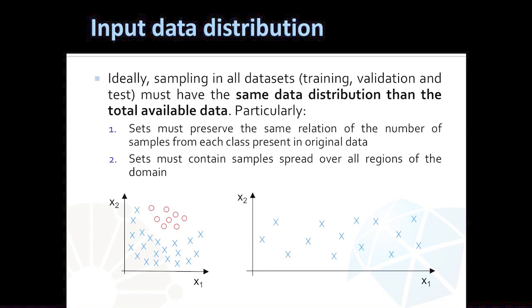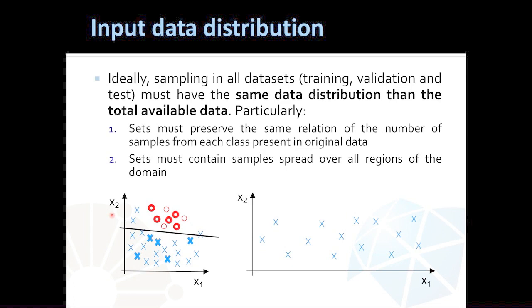There is an important remark regarding the data distribution in the training sets. Ideally, sampling in all datasets, training, validation, and test, must have the same data distribution as the total available data. Particularly, 1. Sets must preserve the same relation of the number of samples from each class present in the original data. Suppose that we have this data as the available data with only 8 examples of the red class and 21 examples of the blue class.